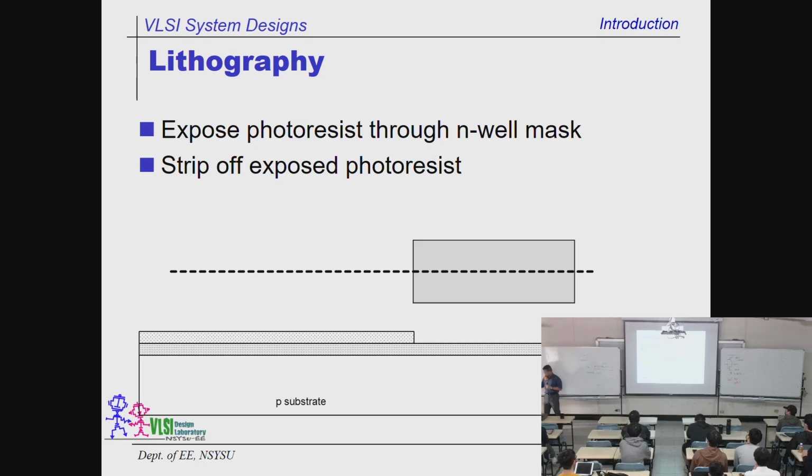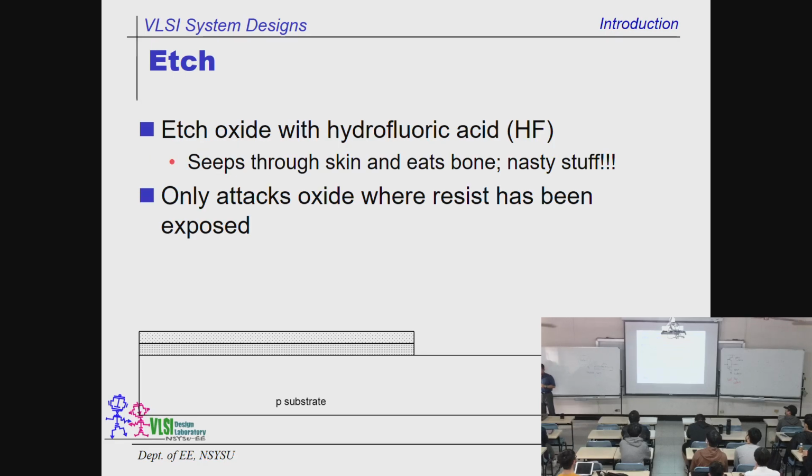Okay, next step, we etch. We etch the oxide with a very nasty stuff called hydrofluoric acid. It's a chemical substance, and it could kill. It seeps through the skin and into the bones, very nasty.